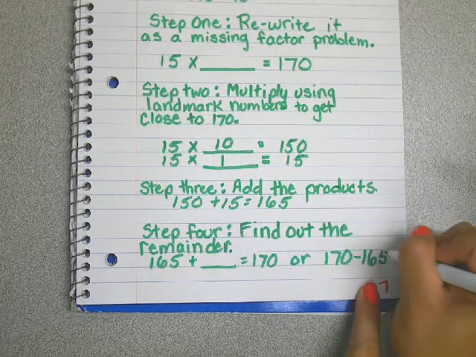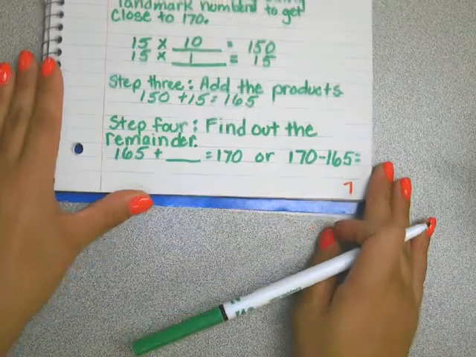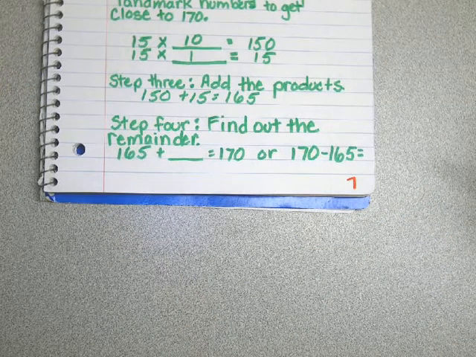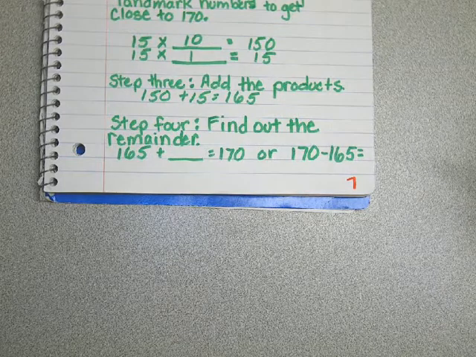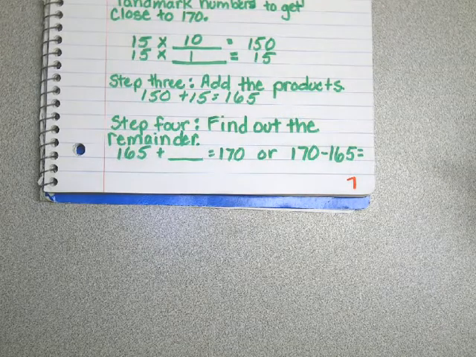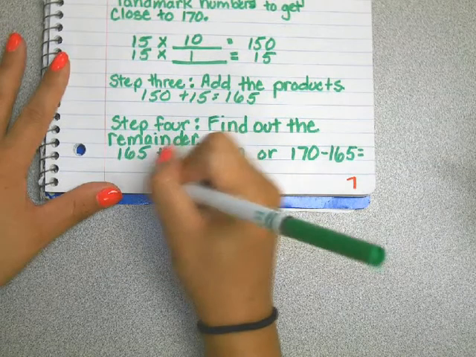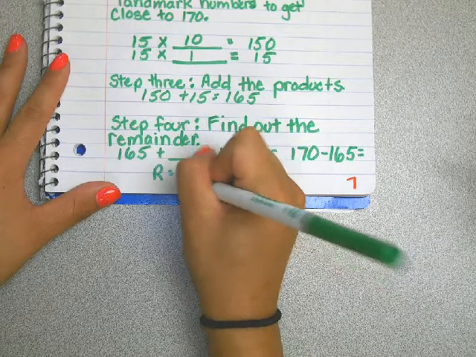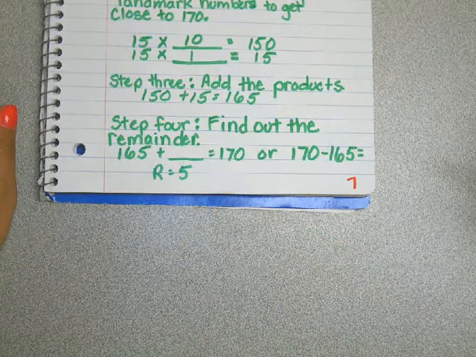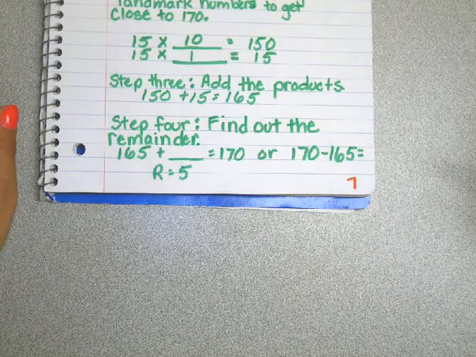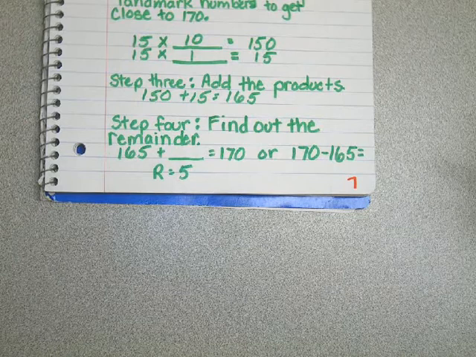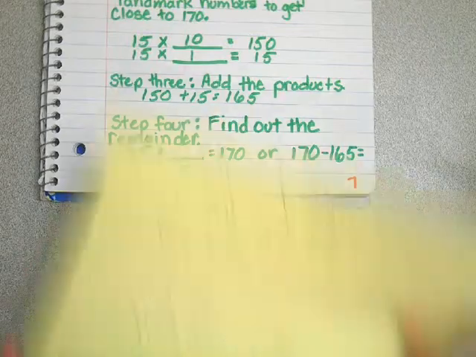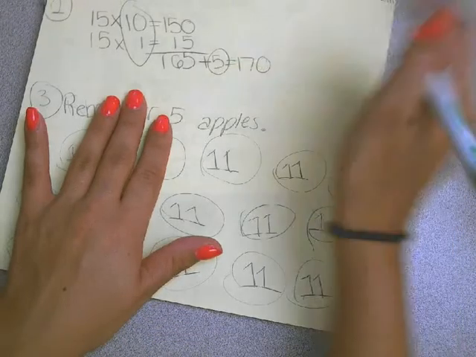So we could write it two different ways. We could say 165 plus blank is 170, or a subtraction problem, 170 minus 165. I'm going off the page. And what does that equal? Kendall? 5. So our remainder equals 5.